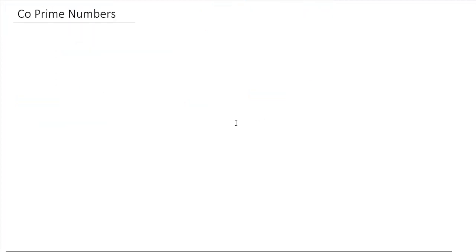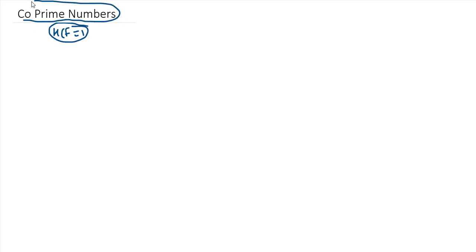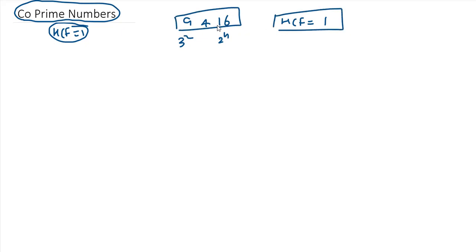Let us now understand the concept of co-prime numbers. Any two numbers whose HCF is 1 are classified under co-prime numbers. Please note, it is not necessary that both the numbers should be prime number. Example, 9 and 16. If we find their HCF, this can be written as 3 square, this can be written as 2 raised to 4. Their HCF is 1. And both these numbers are not prime numbers, they are composite numbers. But still, since their HCF is coming out to be equal to 1, they will be classified under the category of co-prime numbers.